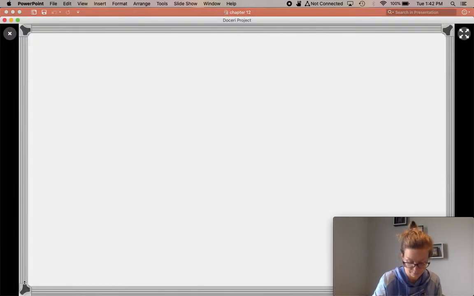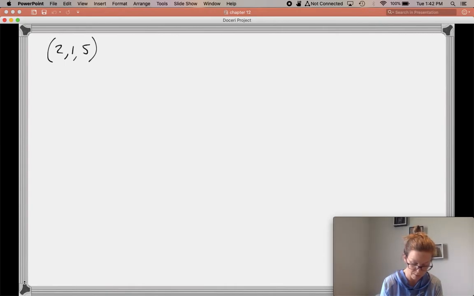All right, in our first example, we are going to look at the points (2, 1, 5). It's a really messy 5, I'll try to write that better. And (-2, 3, 0). Those are our x, y, z points, and we want to find the distance between those 2 points.